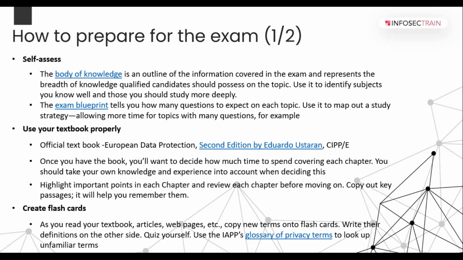And once you have the textbook, you will have to decide how much time you need to spend covering each and every chapter. You should take your knowledge and experience into account when deciding this. As I said, this is a very important factor. Highlight important points in each chapter and review each chapter before moving on. This is very important, because there are certain technical nuances that come up when you're studying laws and regulations, and you might get lost. It is important to highlight certain important areas as you read each chapter. And as I said, when you're preparing for CIPP/E, the practical application of the legal requirements is very, very important. So that is when you need to read a lot and understand this.